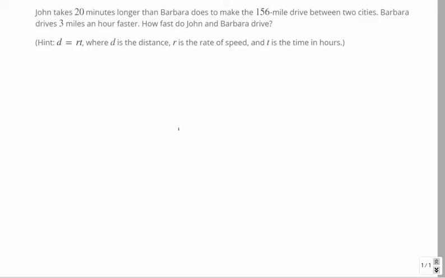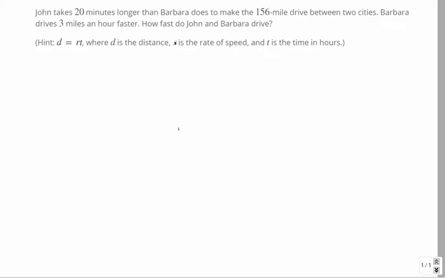Okay, here we go. We have a story problem about driving with John and Barbara. Let's see if we can figure it out. We're told that John takes 20 minutes longer than Barbara does to make the 156-mile drive between two cities. Barbara, the speed demon that she is, drives 3 miles an hour faster. How fast do John and Barbara drive?